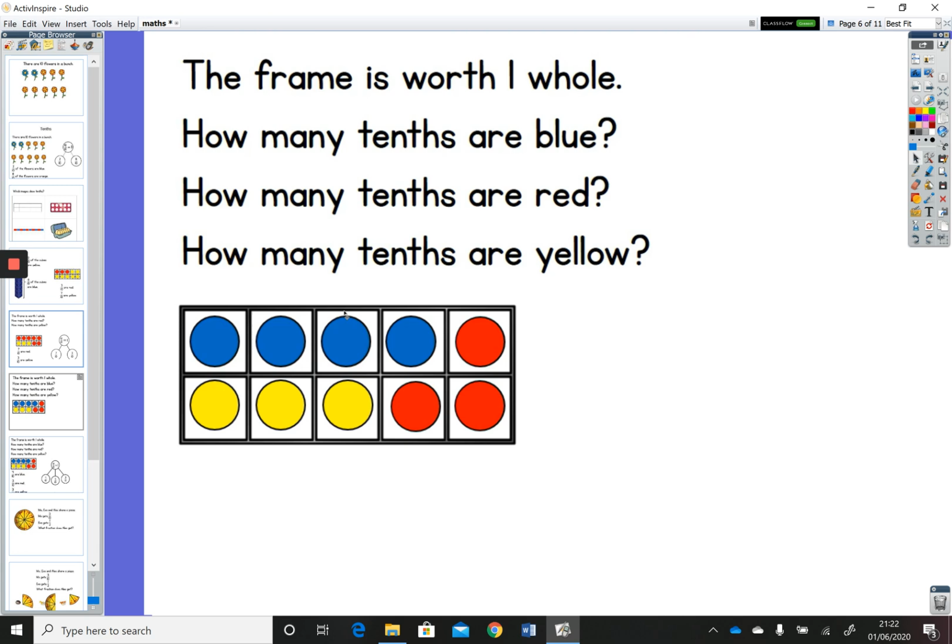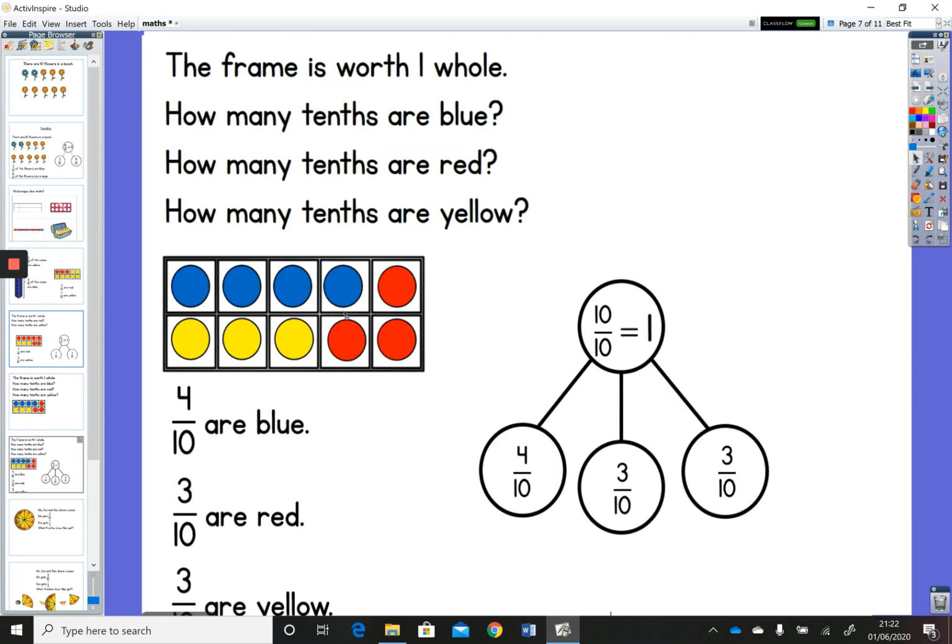And hopefully what you will have drawn is this. So you'd have counted up how many are blue. 1, 2, 3, 4. So we've got 4/10 are blue. 4/10 of our frame are blue. How many are red? 1, 2, 3. So 3/10 are red. And then how many are yellow? 1, 2, 3. 3/10 are yellow. Apologies, there is a 10 tucked below there. You just can't see it.